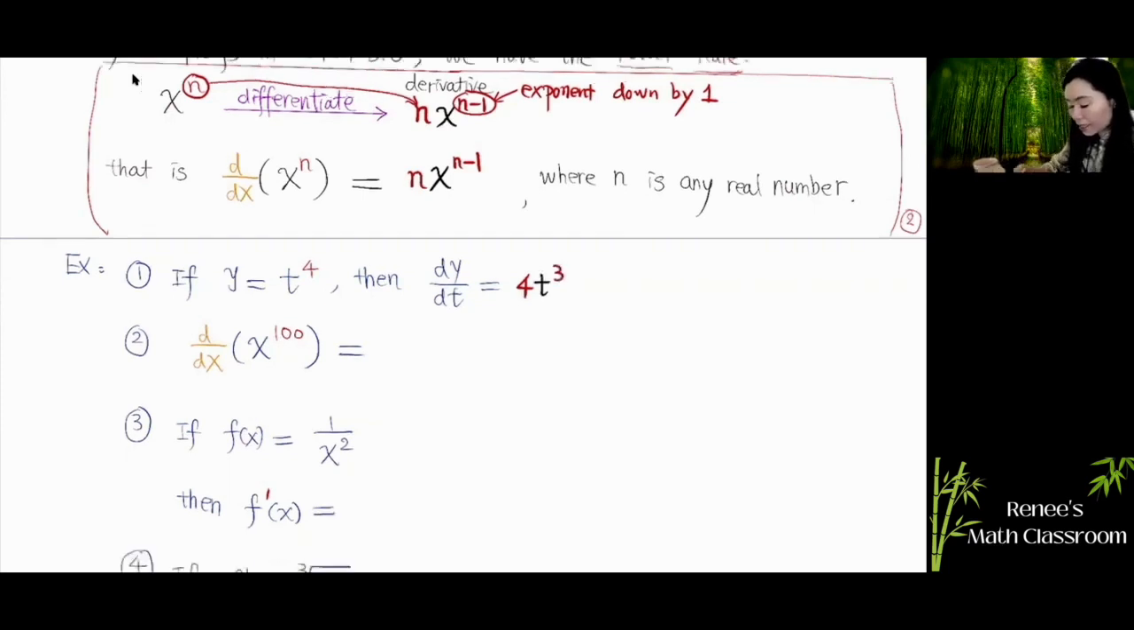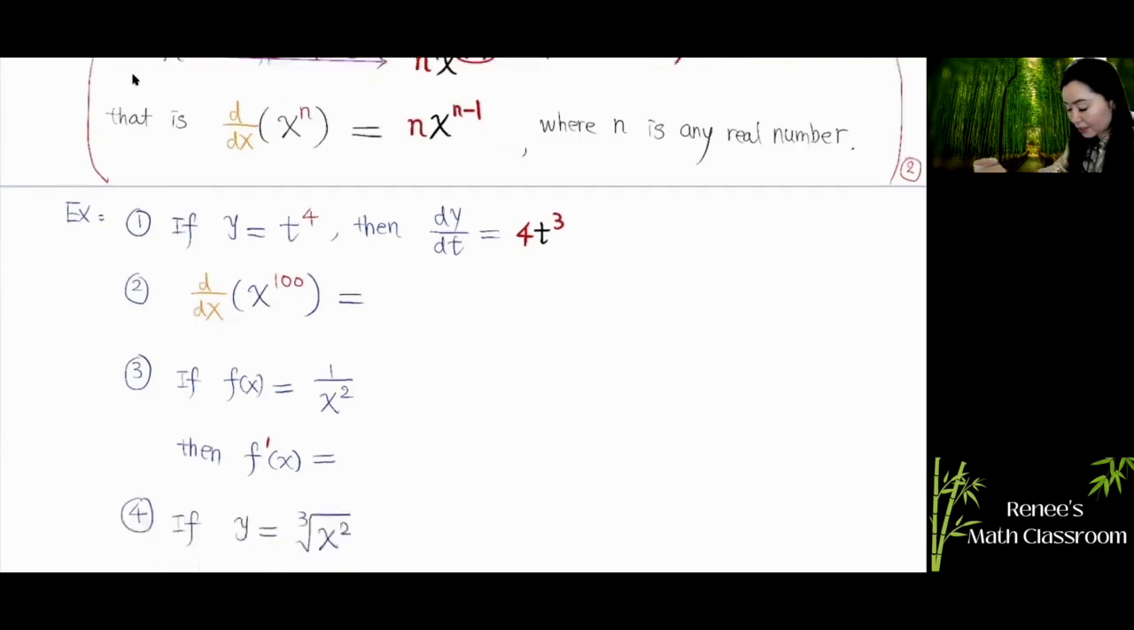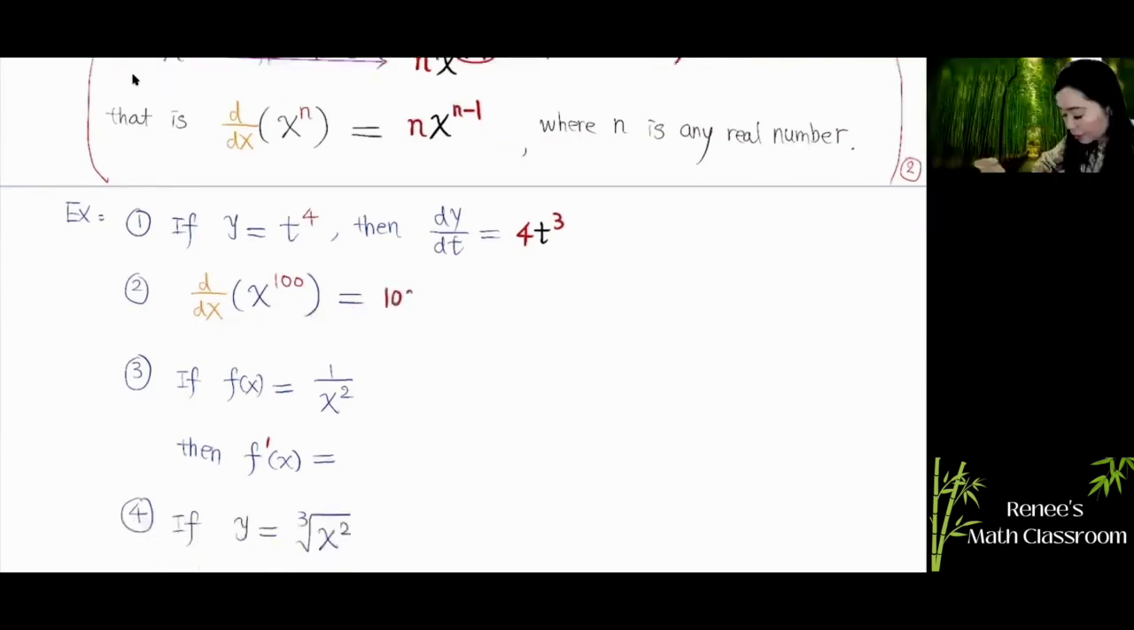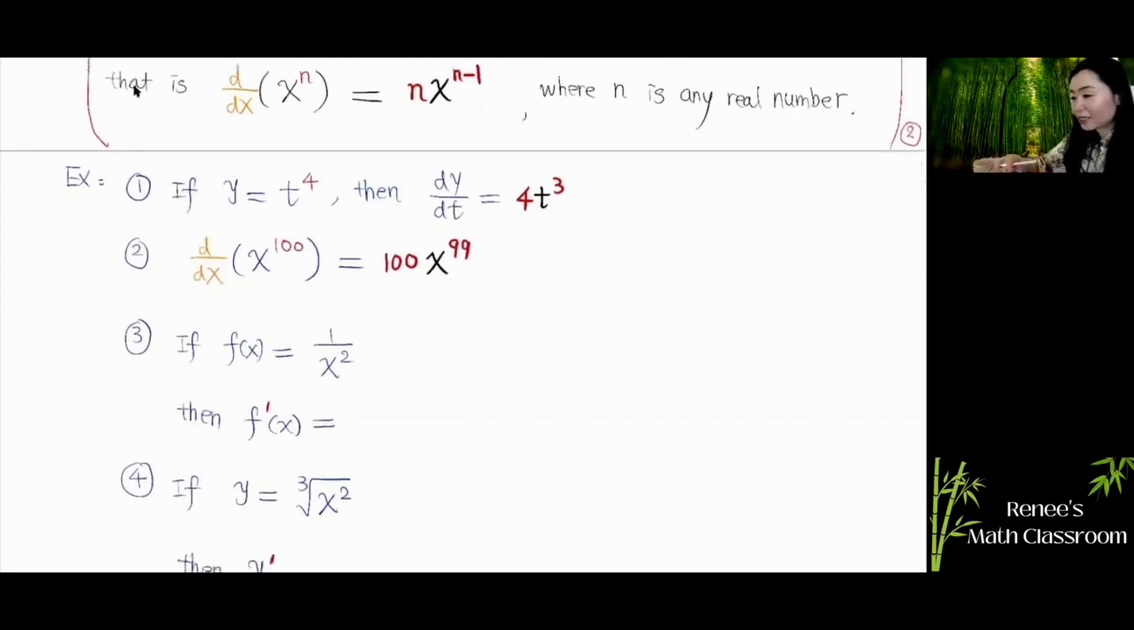Right, next one. If you have x to the 100 power, what's the derivative of this with respect to x? 100x to the 99? Yes, 100 and then x to the 99 power. Okay, good job.